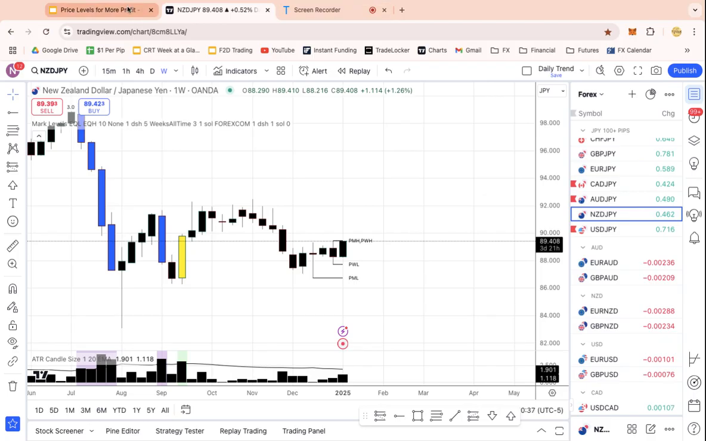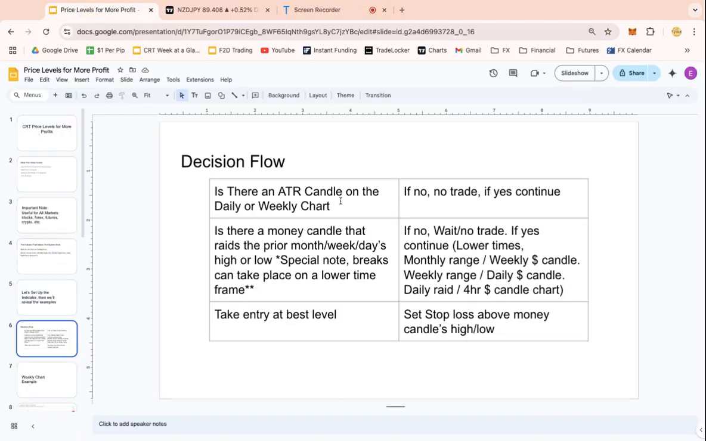All right, so let's go back to our decision flow here. If there is an ATR candle on the daily or weekly chart, we continue. If no, there's no trade. But let's say we do see one. The next thing we're looking for is a money candle. What is a money candle? Again, if you don't know, you need to go back and take a look at that video that describes what the candle range theory is, and I'll go over what a money candle is.